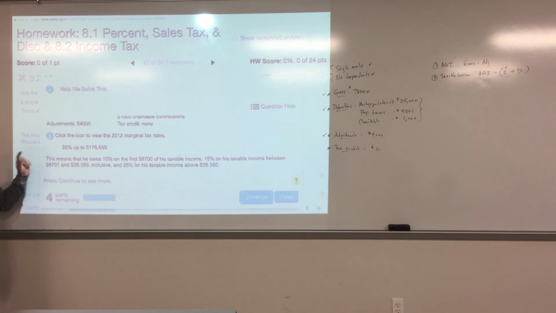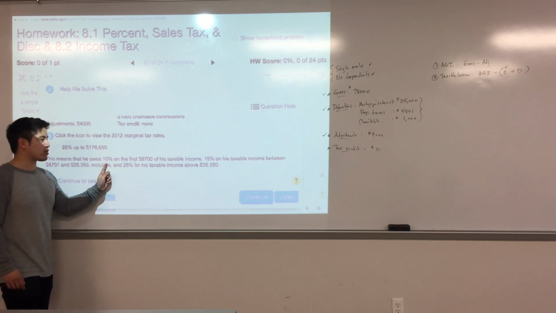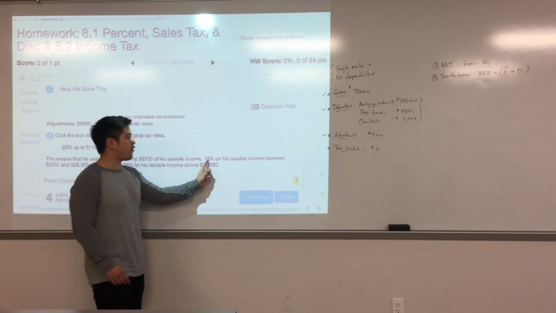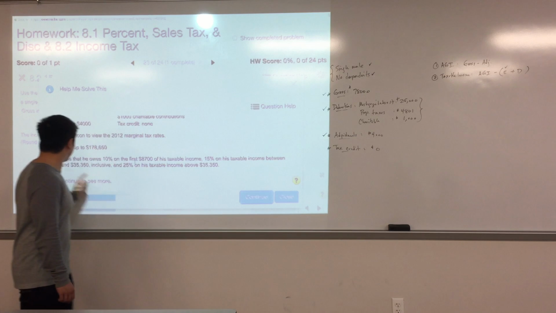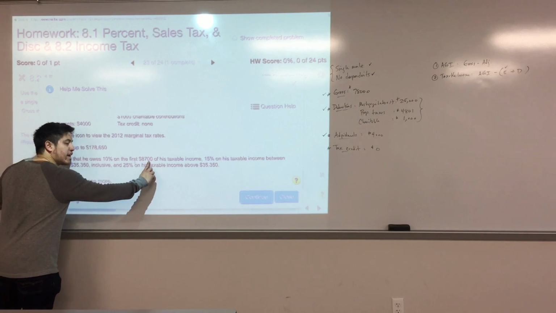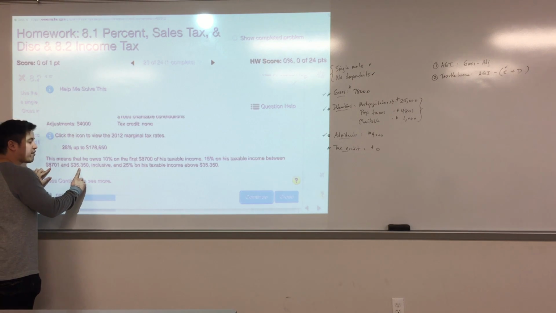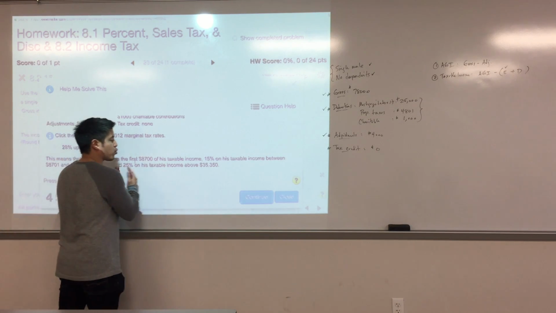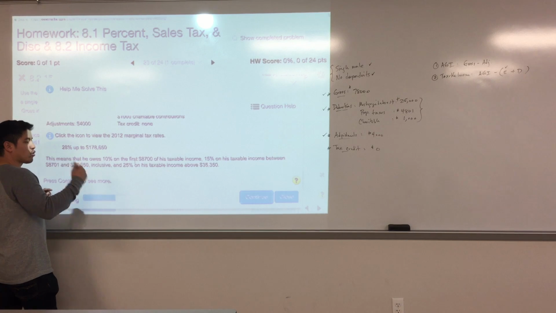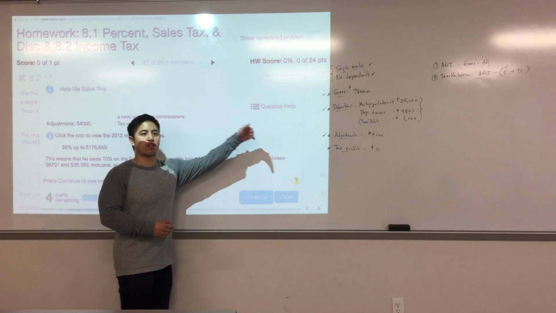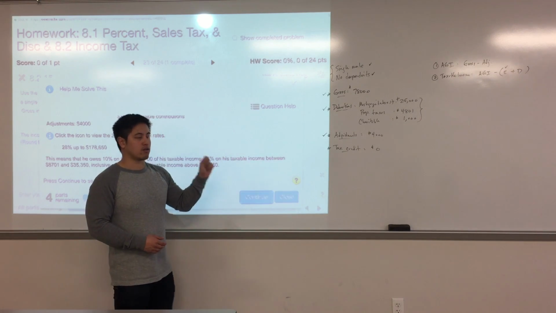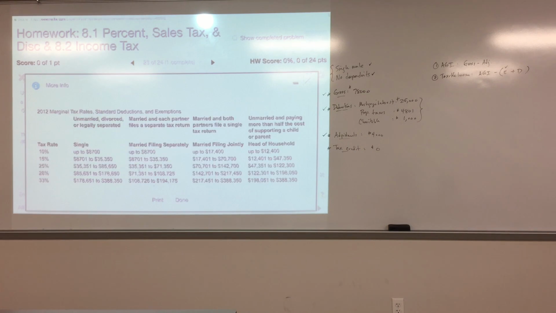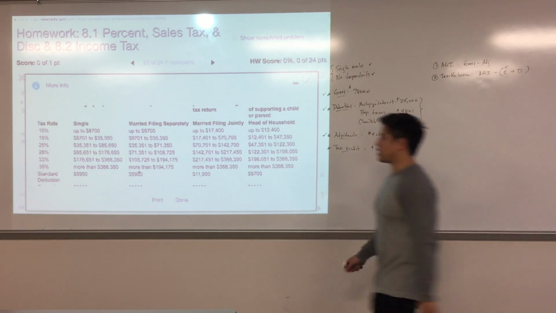Let's understand. This individual owes 10% on the first $8,700 of his taxable income. He owes 15% on his taxable income between $8,701, which is right after that, to $35,350. And then he owes 25% on the rest of it from $35,351 up to the $39,999. Let's understand this, okay? All right? I'm going to pull this tax chart out.